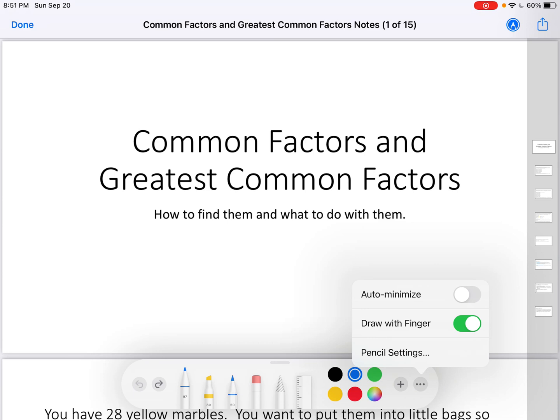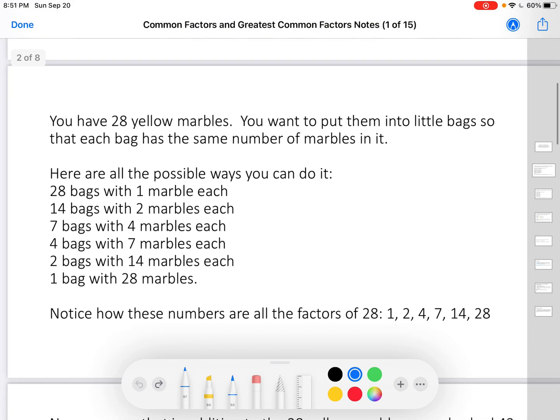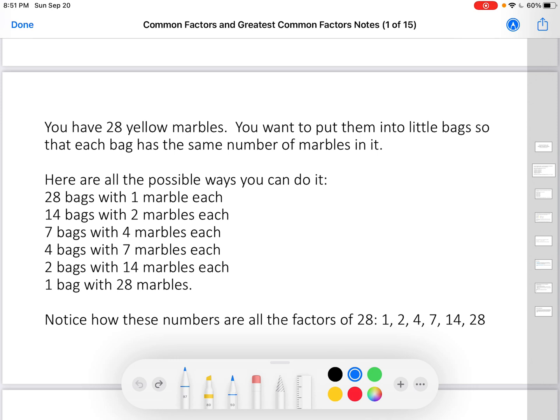Today's lesson is about common factors and greatest common factors, how to find them and what to do with them. So, first, imagine you have 28 yellow marbles and you want to put them into little bags so that each bag has exactly the same number of yellow marbles in it. Here are all the possible ways you can do it.